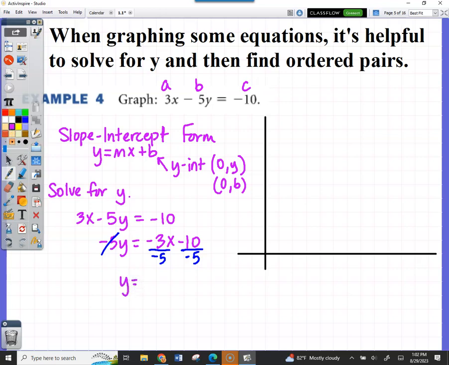So now I'm going to write it nicely. Also, clean up any negative over negatives. Y equals 3/5 x plus 2. Now, we're going to graph this.